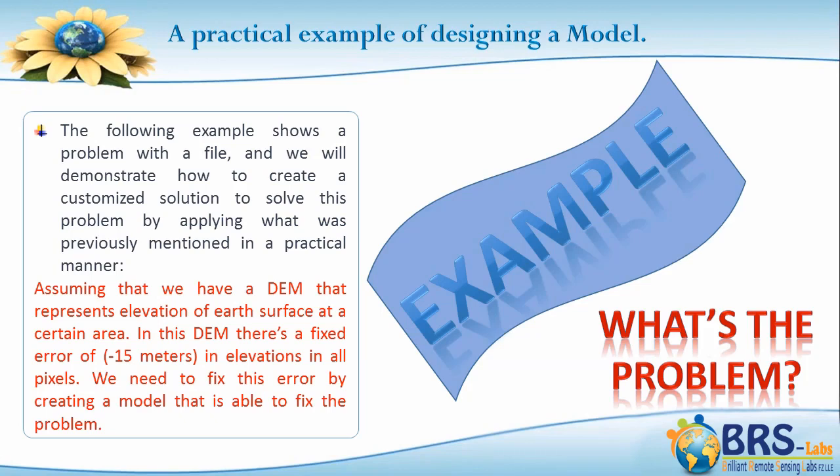Assuming that we have a DEM that represents elevation of Earth's surface at a certain area. In this DEM, there is a fixed error of -15 meters in elevations in all pixels. We need to fix this error by creating a model that is able to fix the problem.